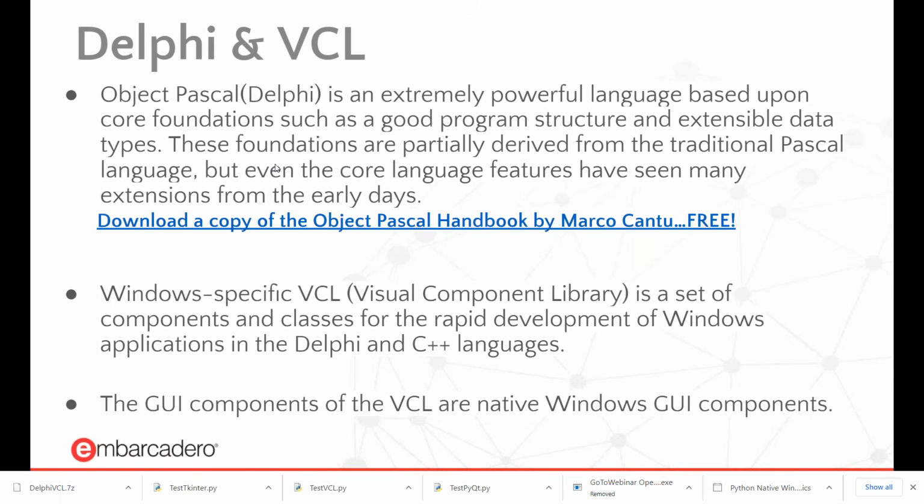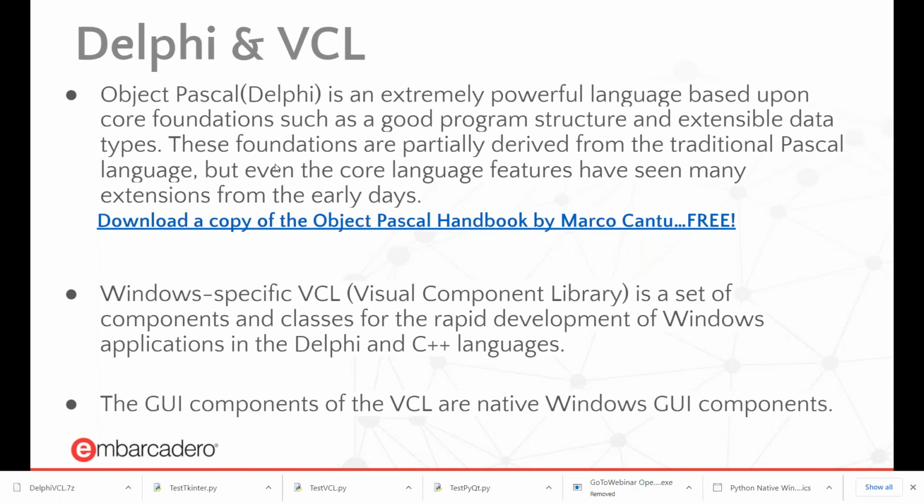So for newcomers from Python or anyone, definitely have a look at this book, the Object Pascal Handbook by Marco Cantu. This is a free one. You can subscribe and get it. This is really helpful to understand the features of Delphi and VCL, all about the language itself. So this is one of the key books.